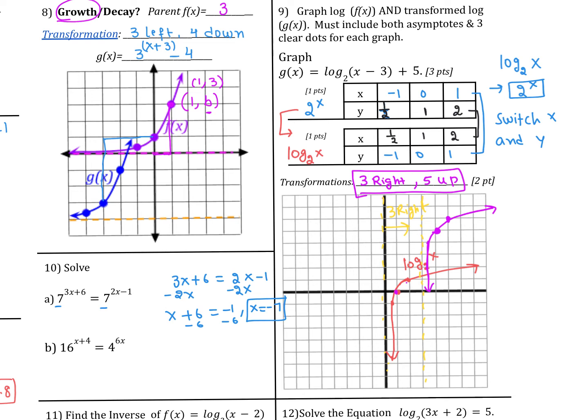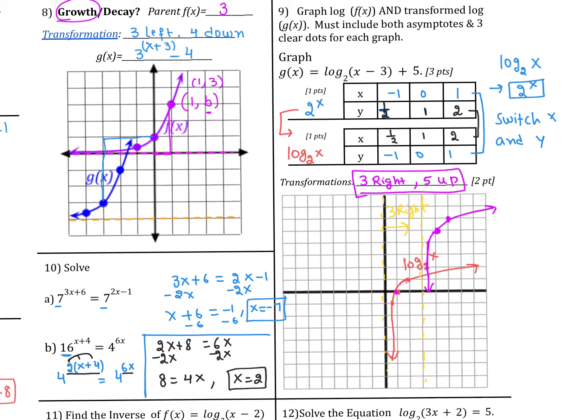For the letter B, you're going to make this as 4 to the power 2. And this is already 4 to the power 6. Make them equal to each other so that this part equals this. After you distribute, it becomes 2x plus 8 equals 6x. Subtract 2x, you got 8 equals 4x, and when you divide by 4, you're going to get x equals 2.